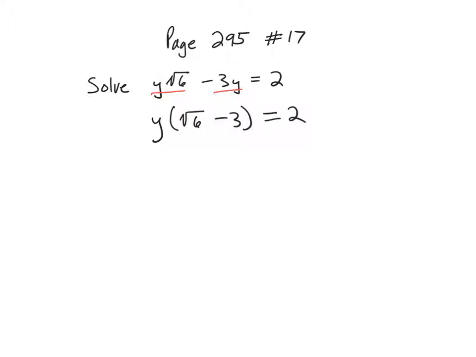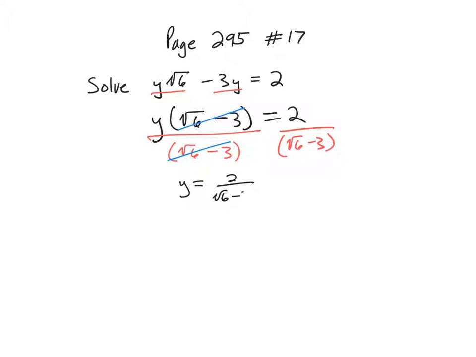Now, just like we would do with any other linear equation, when I have something times y, I divide by the something. So in this case, what I need to do is divide by the stuff that's being multiplied times the y, and I do it on both sides. On the left side, those cancel. And what I have left is y equals 2 over radical 6 minus 3.